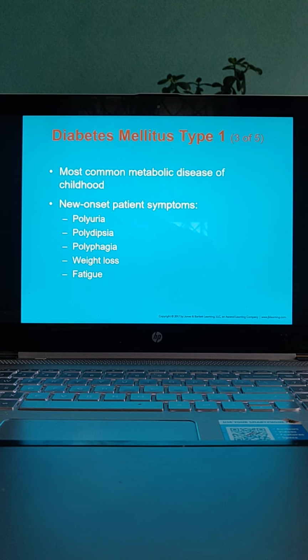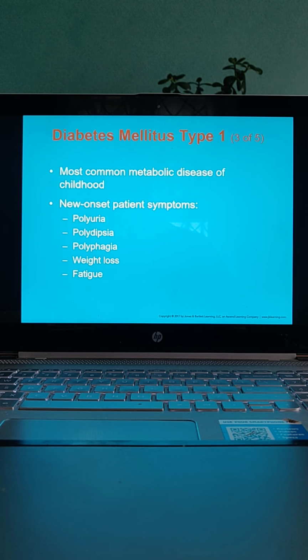So it diverts a lot of the excess sugar into your urine. It's going to make you pee a lot. In the process of making you pee a lot, you're going to be thirsty a lot to replace all the fluids that you're urinating out. So you're going to be drinking a lot.